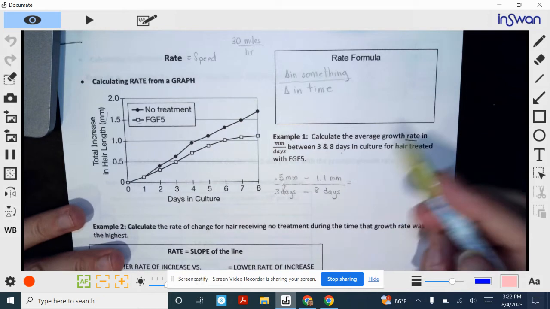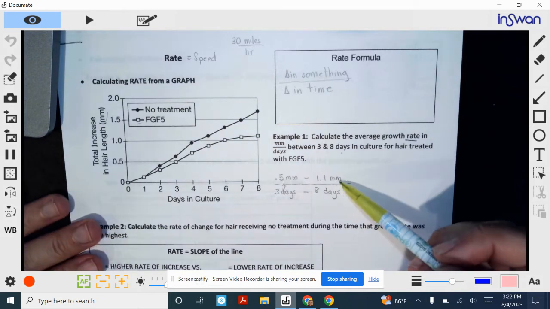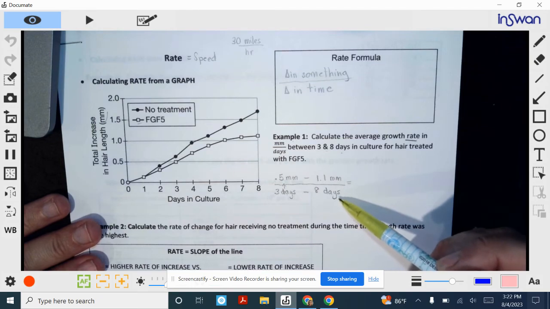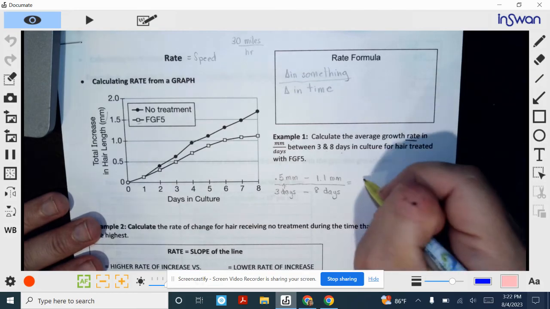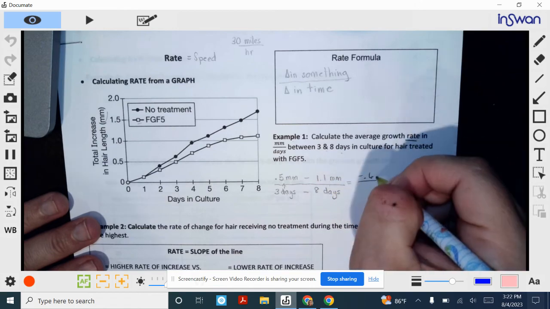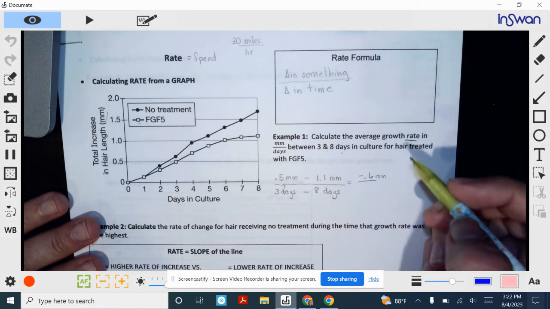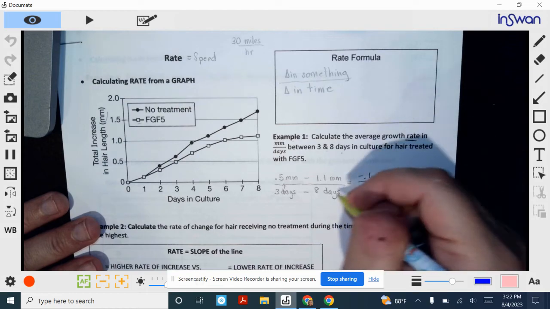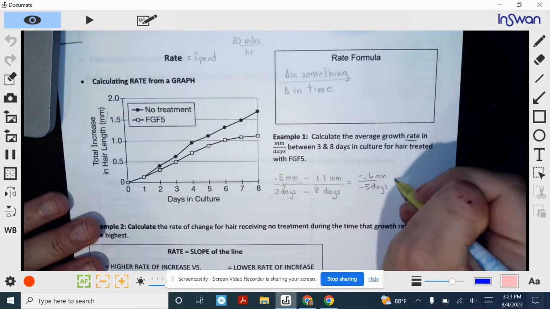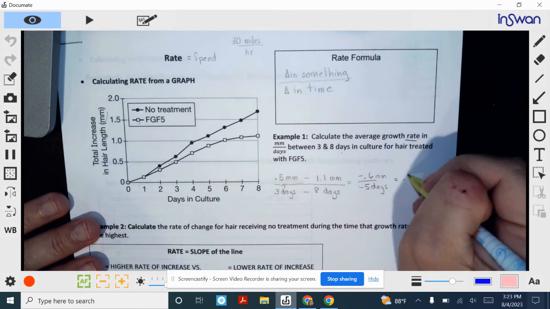And this is how you can tell if you're doing rate correctly. You should have units on top that are not the same as the units on the bottom, and the units on the bottom should be time. Okay, now let's go ahead and do simple math here. So when you subtract the top number, negative 0.6 is what you get when you take 0.5 minus 1.1 millimeters. You need to write units, and I'll talk why here in a second. And then on the bottom, 3 minus 8 is negative 5 days. Whenever you solve, that should give us 0.12.